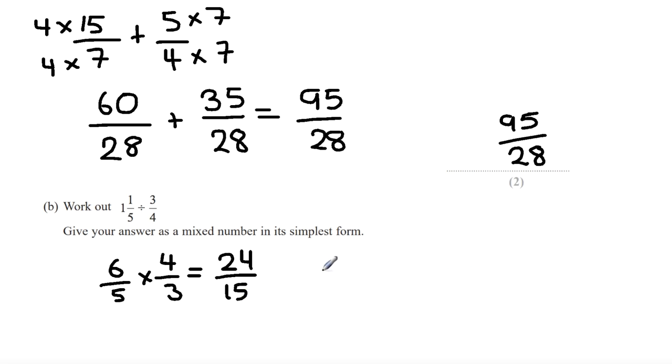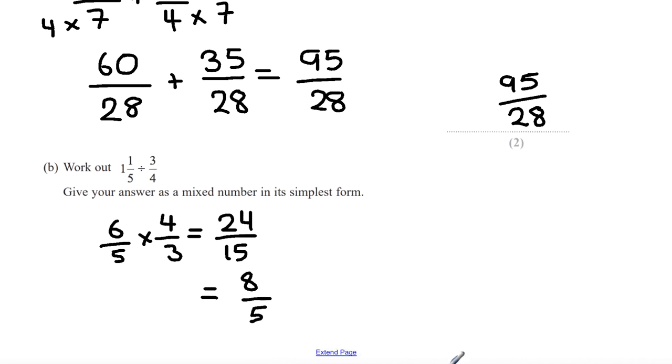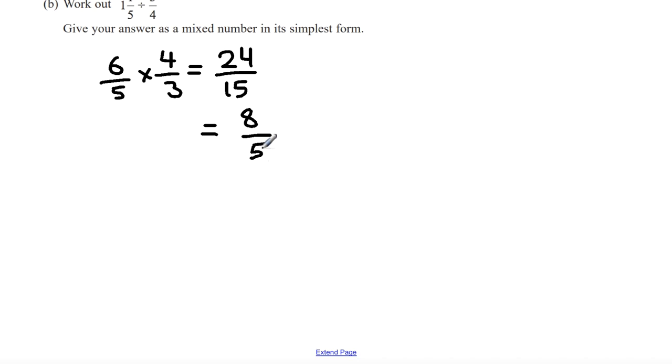I'm going to simplify this further by dividing the numerator and the denominator by 3. So therefore we should have 8 over 5. Now I need to convert this into a mixed number. So how many times 5 goes into 8? 1. So it'll be 1. Remainder is 3, so that goes in the numerator over 5. So that's our final answer.